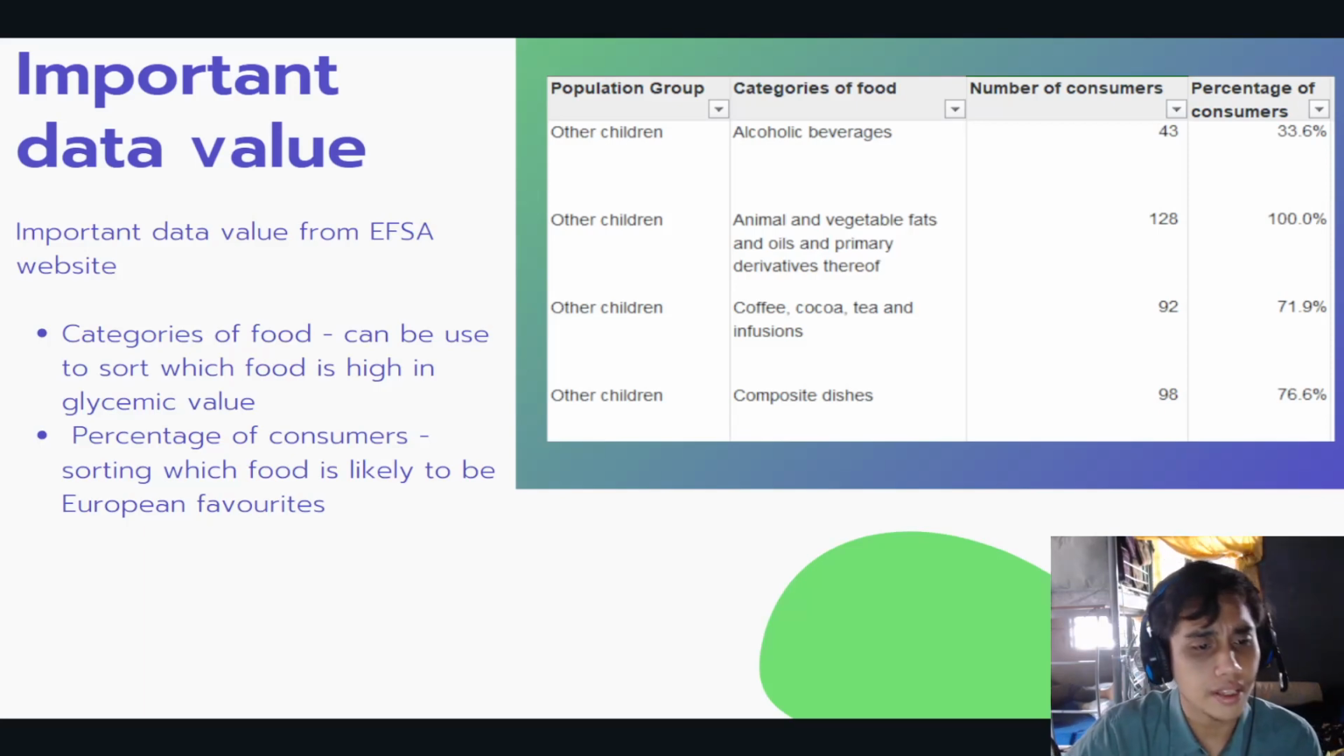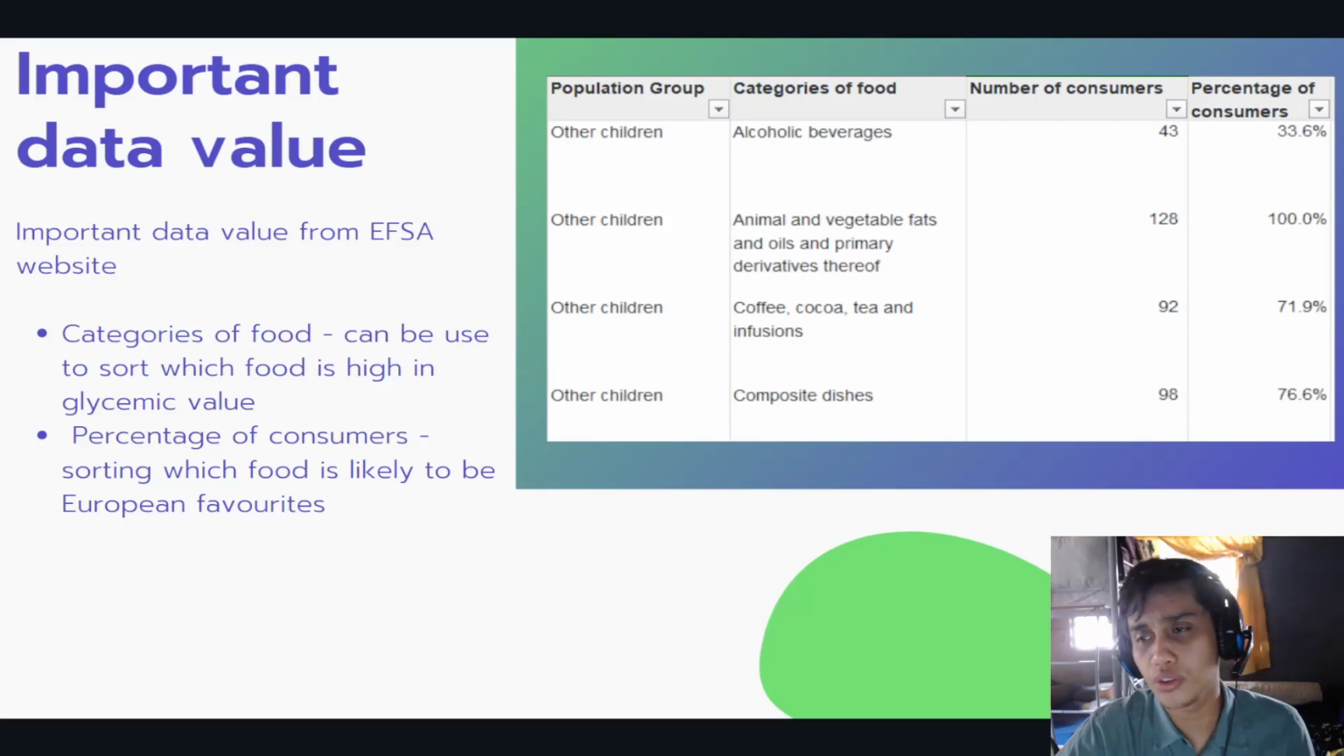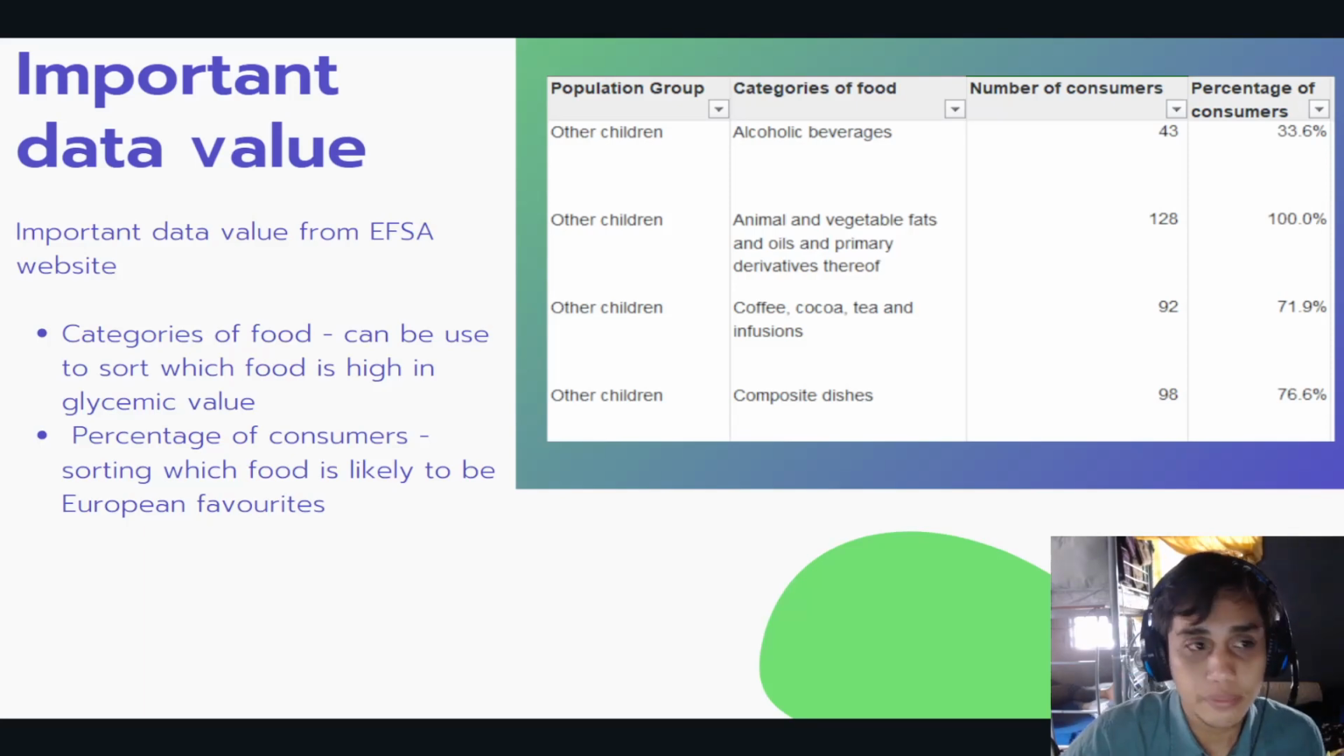And the next one is percentage of consumers. Of course, it's very important to have the percentage of consumers so that we can see the likelihood of Europeans to consume that kind of food, right?